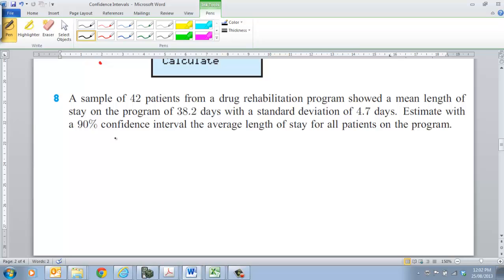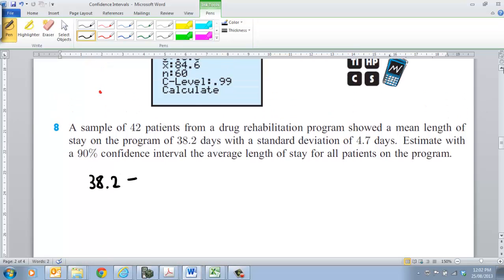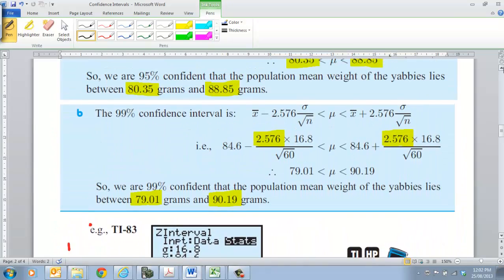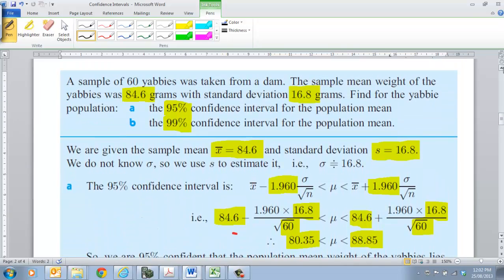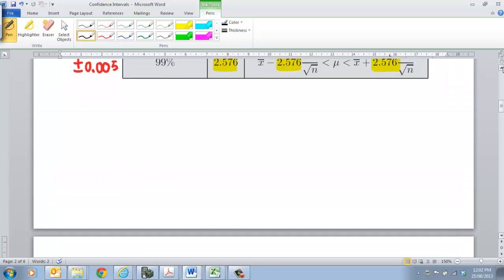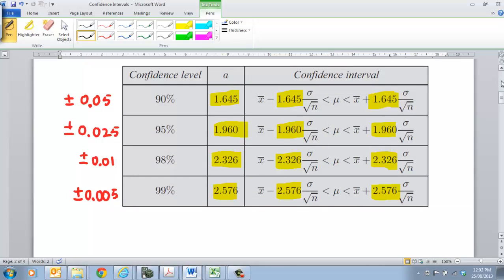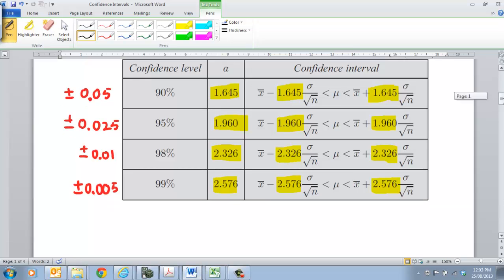So if I was doing this one here, I've got 42 patients from the drug rehabilitation program, which shows the mean length of stay is 38.2 days. So I'm going to go 38.2 as my mean value. Now, if I'm going to go 90%, I'm going to go to my table. I've already written these down, so I can just use these off the table. I can't remember it offhand, so it's 1.645.